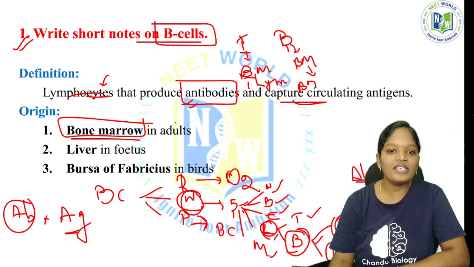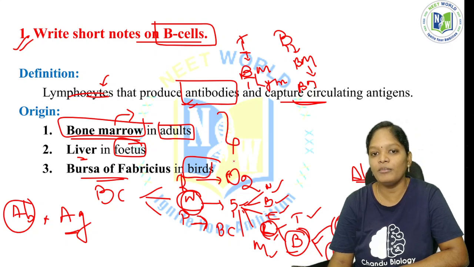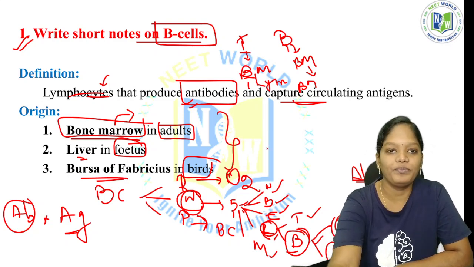As I mentioned before, in adults the bone marrow produces the B cells, in the fetus the B cells are produced in the liver, and in birds they are produced by the bursa of Fabricius. So these are the most important places where B cells originate.